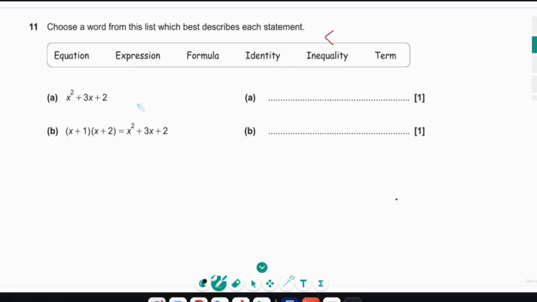So this is an expression. And here, because x plus 1 times x plus 2 is equal to x squared plus 3x plus 2, we call it an identity.